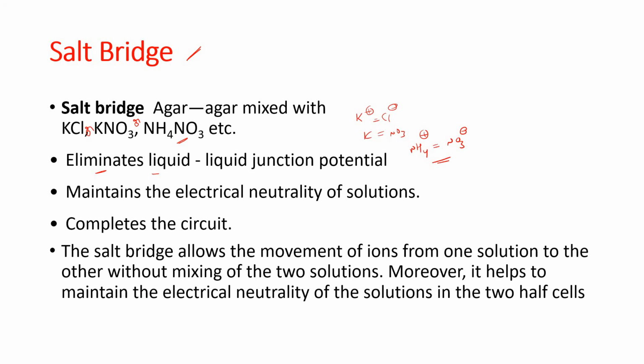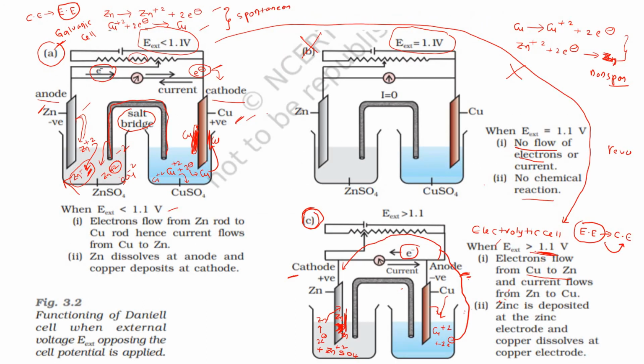What is an anion? You have taken Cl minus or NO3 minus. These anions, Cl minus or NO3 minus, neutralize the excess zinc plus 2 here. For example, NO3 minus is there; this is actually the salt bridge. Now this will neutralize the excess amount of zinc plus 2 produced in the solution here.